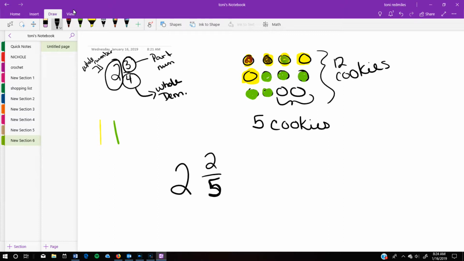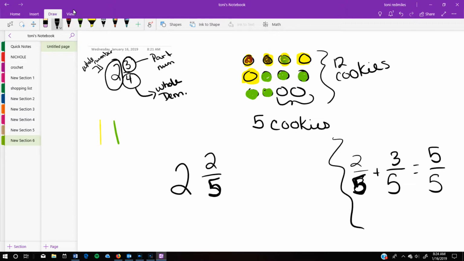So that means to make this a whole bag, this 2/5, I would need to add 3 more, because 2 plus 3 would give me 5/5. Okay, but that's kind of a sidebar. I'm not asking you to do that now. I'm just asking you to build and model your improper fractions.